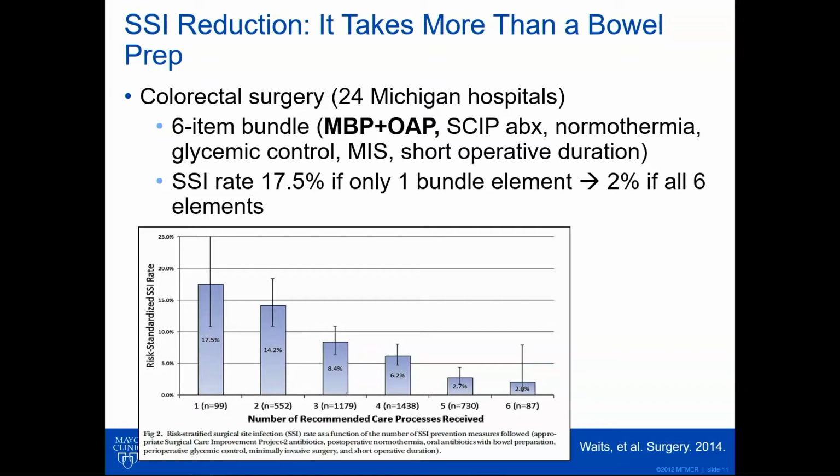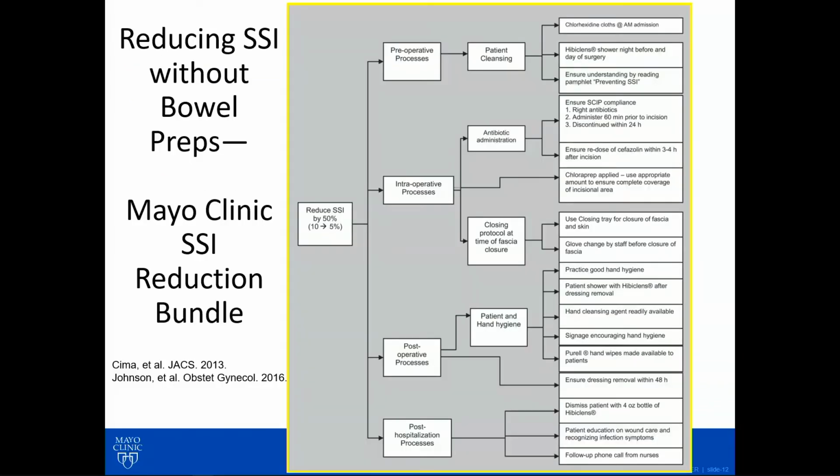And what you can see here is that of the 6 items that were in that bundle, from a compliance standpoint, if only one bundle element was implemented or utilized, the surgical site infection rate was almost 18%. But if all 6 of them were included, it was down to 2%. And this means that this is a multifactorial problem, and just a bowel prep alone is not the linchpin. And in our practice, in our institution, we actually did 2 different quality improvement projects.